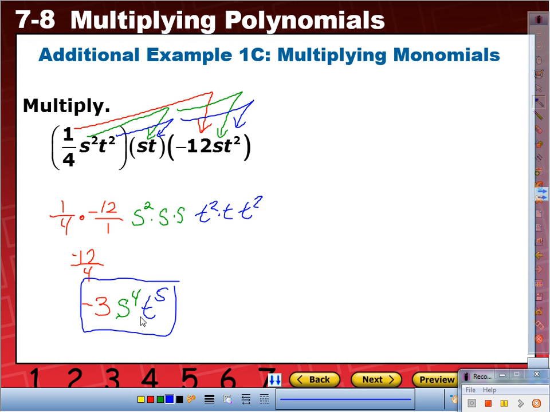But now check this out before you copy. Who sees that I just did here the commutative property? I moved the numbers together, the s's together, and the t's together. From there, to simplify, can I just do this associative? And that's how I get this. Is that correct? Copy that, please.